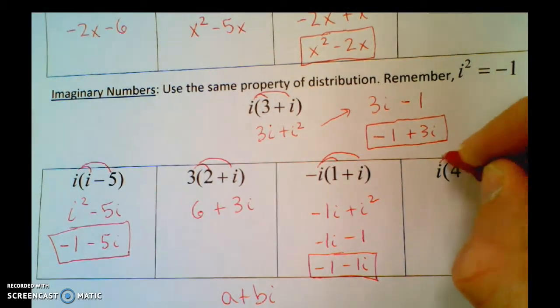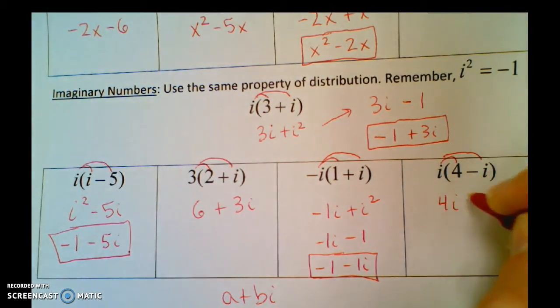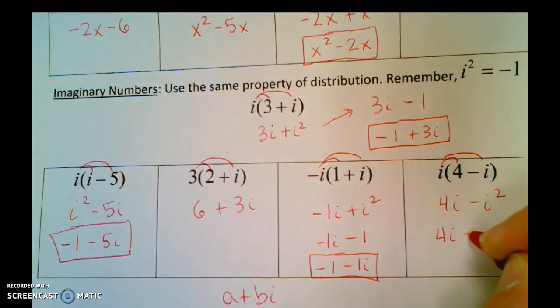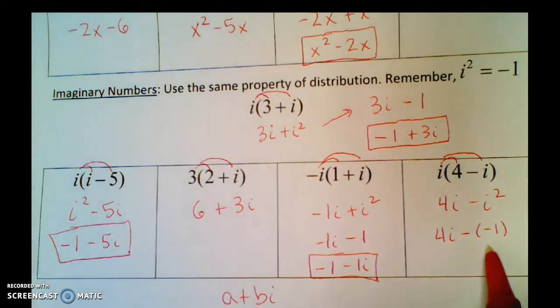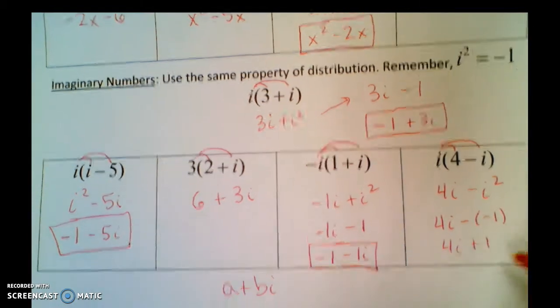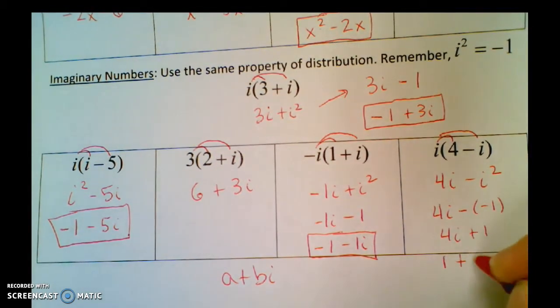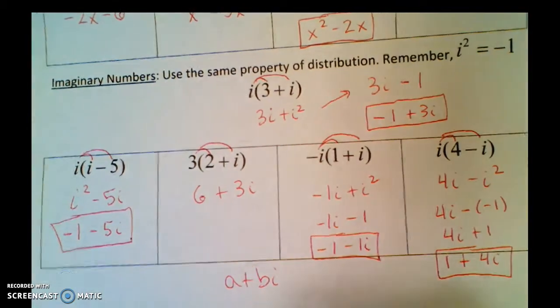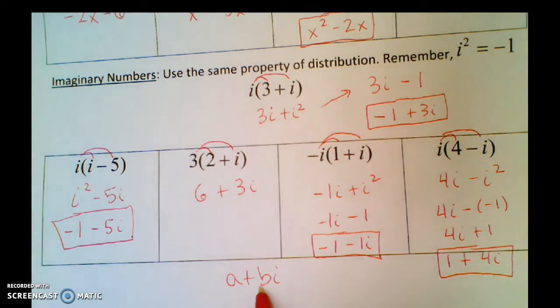Last one, distribute. I get 4i minus i squared. So it's 4i minus -1. Notice I have to put it inside of the parentheses because of the minus, because now it changes it to a +1. And then to rewrite it, it becomes 1 plus 4i. So remember, your final answer always should be in this form of a real number plus the imaginary number.